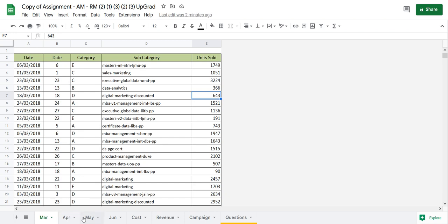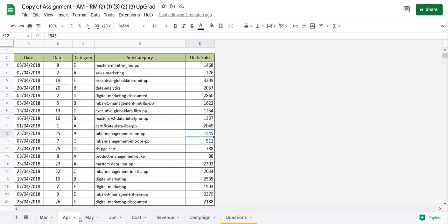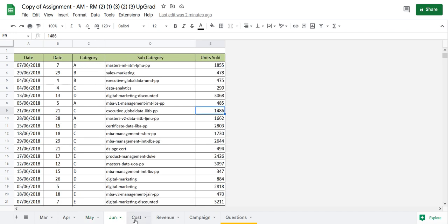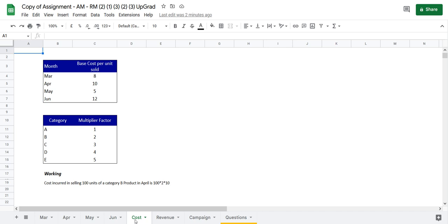There are certain tabs for 4 months: March, April, May, and June. For March they have given date, category, subcategory, and unit sold. Similarly for April, the same: date, category, subcategory, unit sold. For May, the same, and for June, the same thing is given. After that they have given one tab with two tables.